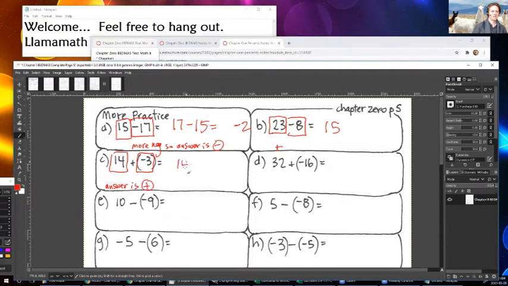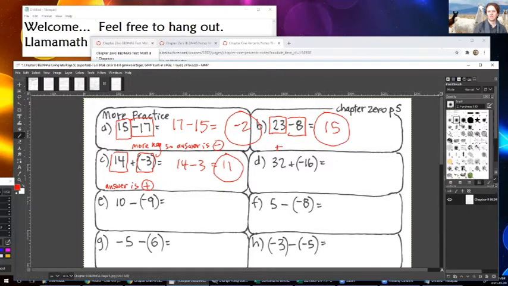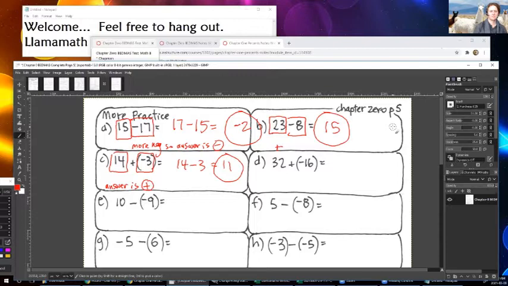I'm going to take the biggest number and subtract the littlest number, which is 11, and then the answer is positive. So there's my answer. Let's see if I can make this even fuzzier. Nice. Okay, same with this one. Oops, that's way too thick.